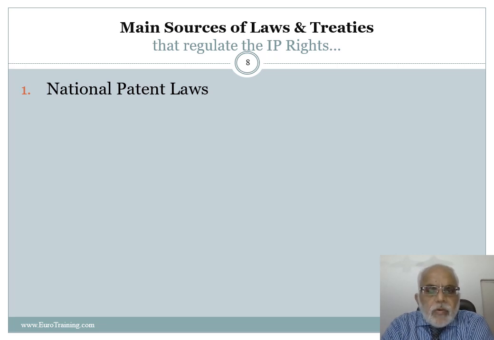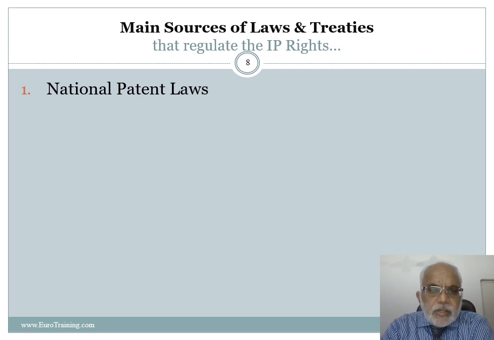Now let us look at, in the overview, the main sources of laws and treaties that regulate intellectual property rights. We said patent laws or intellectual property laws are basically national laws. Each country makes its own laws for patents and intellectual property. So if we want to understand what the patent laws or intellectual property laws are in any country, we have to go and read the laws in that country. That would be a very tedious job, right? 177 plus countries, or maybe close to 200 countries now.